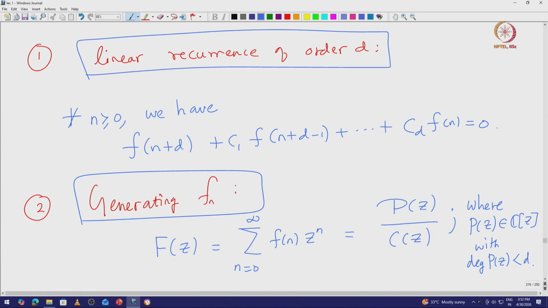So, if we have a function that satisfies this linear recurrence, then it must satisfy this generating function constraint. That means the generating function of that is a rational function whose numerator and denominator have constraints. The numerator must have degree strictly less than d, and the denominator must be given by the characteristic polynomial of this linear recurrence. So, that is what it says.